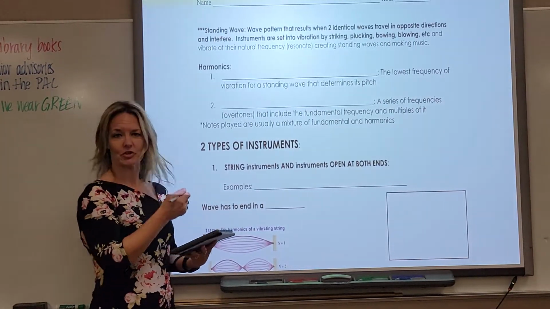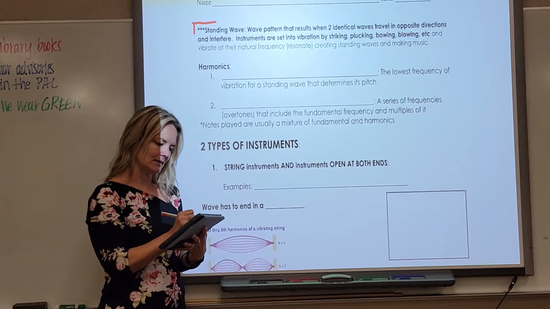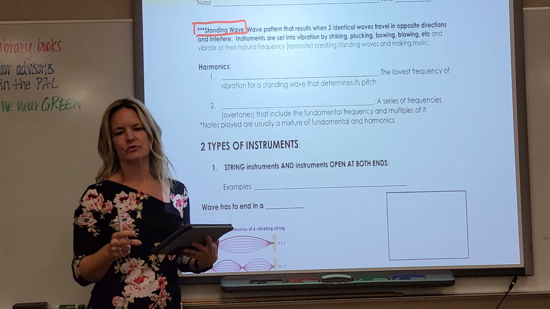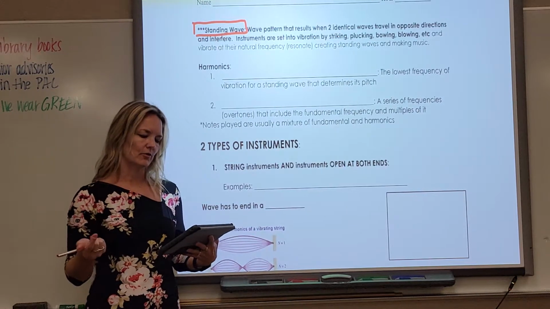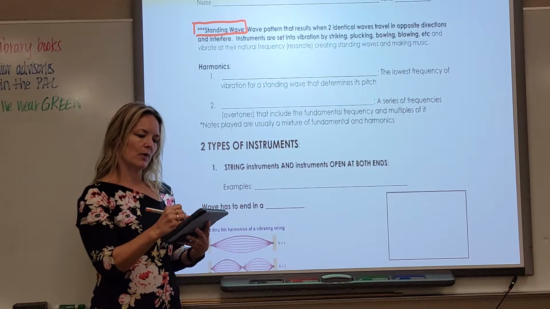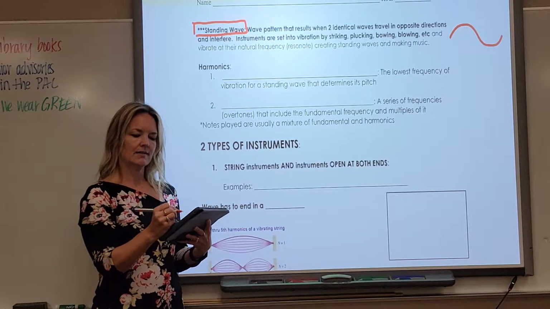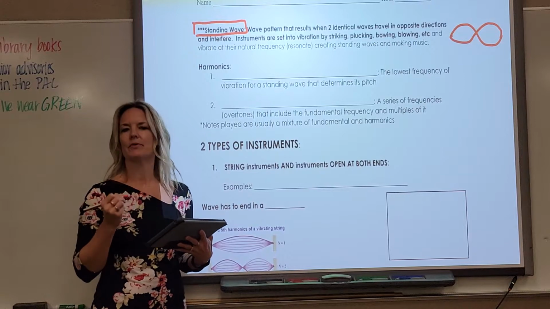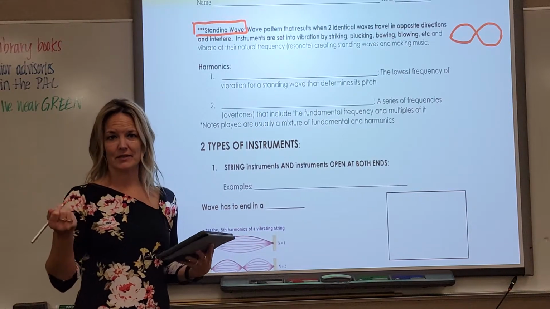So a quick refresher from last week, a standing wave is a wave pattern that results when two identical waves travel in opposite directions and then interfere with each other. It's when the wave travels like that and then it hits something, reflects back, and it takes up this nice wave pattern, the standing wave.